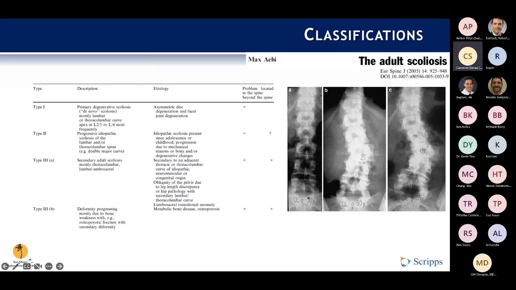Now, although this is an etiologic classification, it doesn't do anything about the severity of these curves, and it did not necessarily change the way these were treated, but it does provide the groundwork for things moving forward.